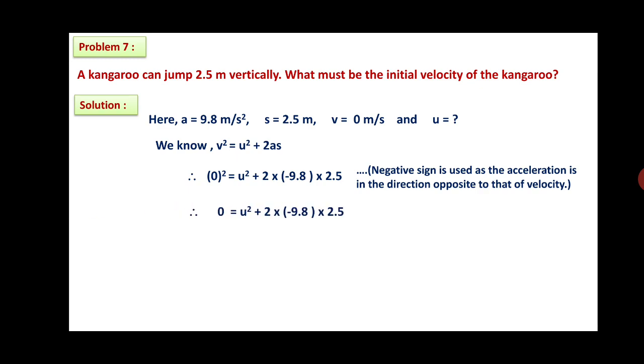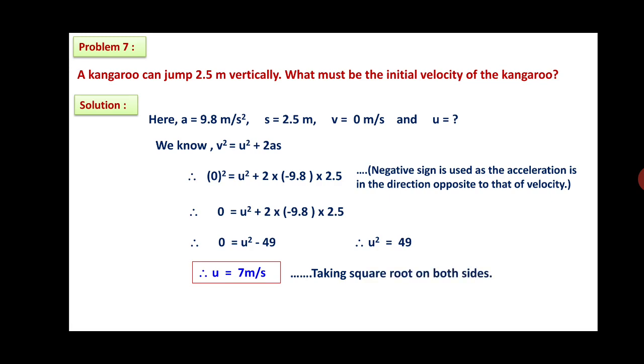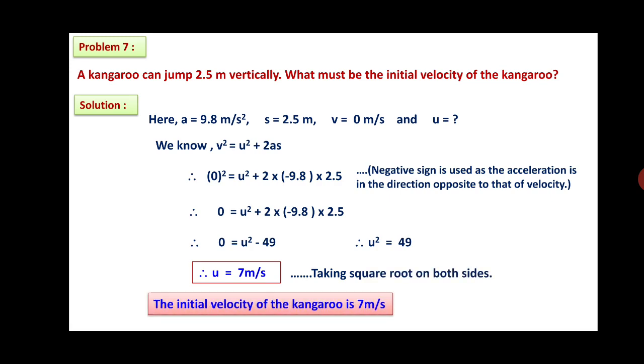Therefore 0 is equal to u square plus 2 into minus 9.8 into 2.5. Therefore 0 is equal to u square minus the product of 2 into 9.8 into 2.5, that is minus 49. The minus moving across, you can write u square is equal to 49. Taking square root on both sides, you are getting u is equal to 7 meter per second. So the initial velocity of the kangaroo is 7 meter per second.